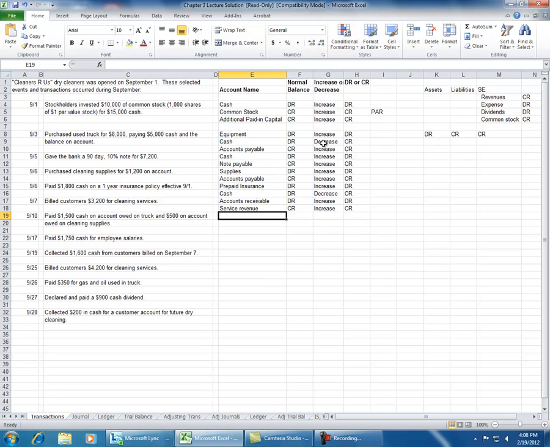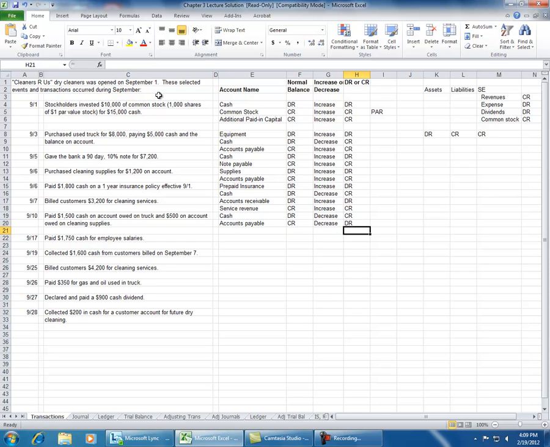Next, we're going to pay cash on account owed on truck and $500 on account owed on cleaning supplies. So we're going to pay off our debts. So we're going to pay cash and we're going to decrease our accounts payable. Cash is a debit account, accounts payable is a credit account, and we're decreasing cash and decreasing our debt. So we'll end up crediting cash and debiting accounts payable.